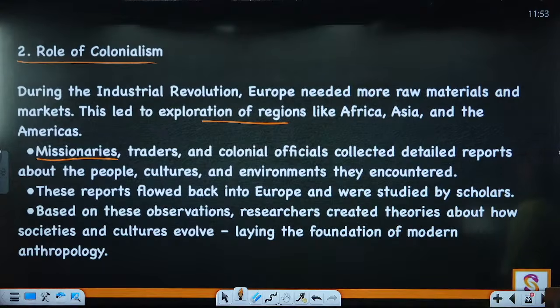So Europeans needed more. Here is the remote. Europeans needed more raw material and the markets, which led to exploration of regions like Africa, Asia and America.